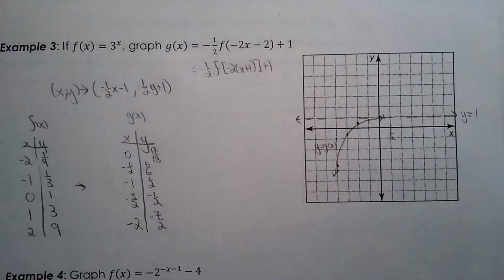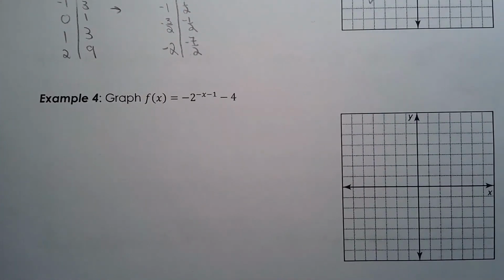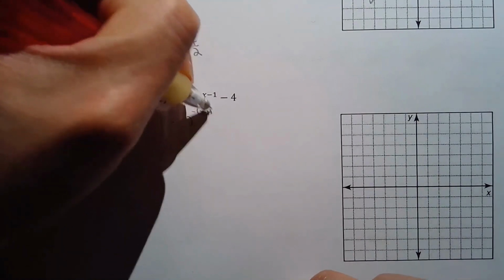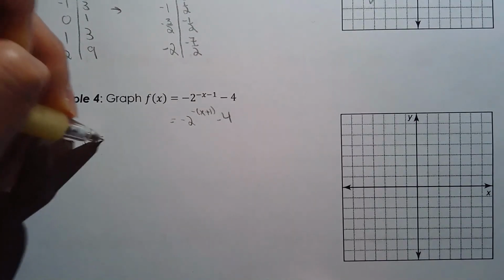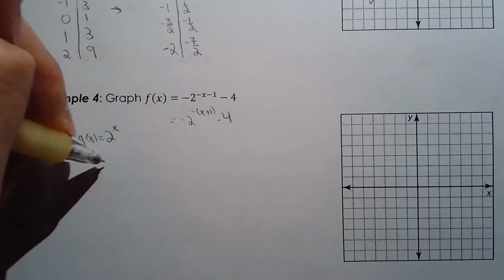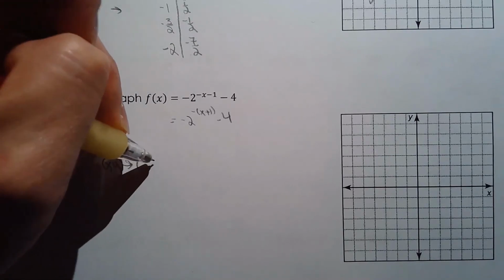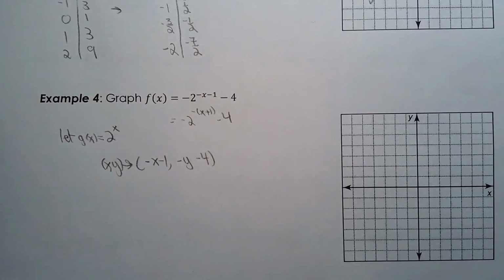Alright, graph f of x equals negative. Let's factor out the -1 here. Okay, so I'm going to assume let g of x be 2 to the x. So if that's the case, my mapping rule is like that, because I reflect across the y-axis and the x-axis. I went 1 left and 4 down.